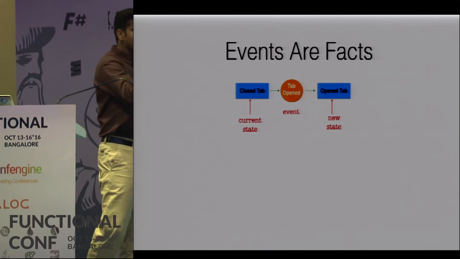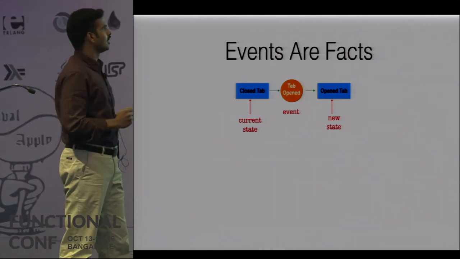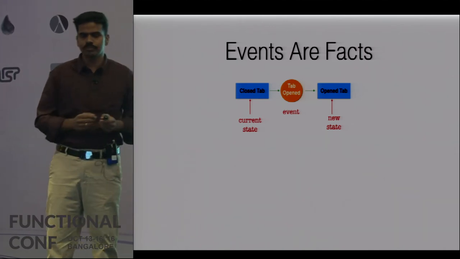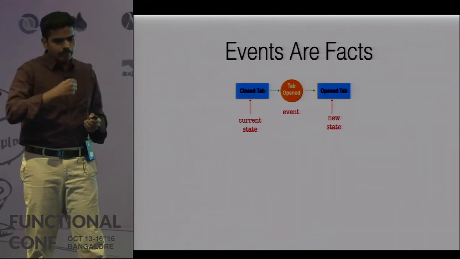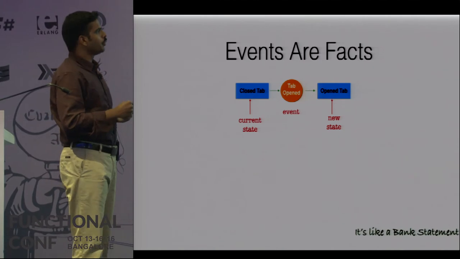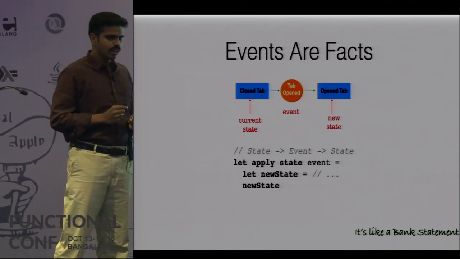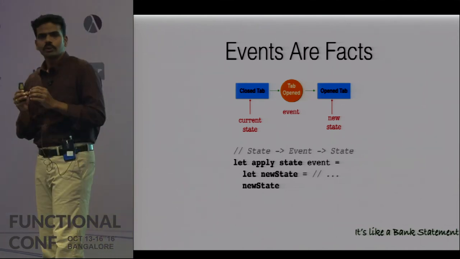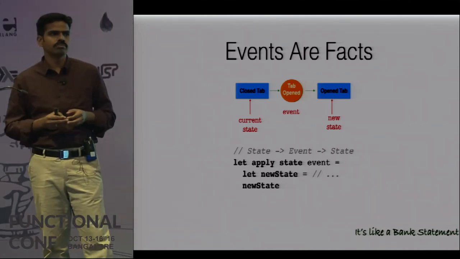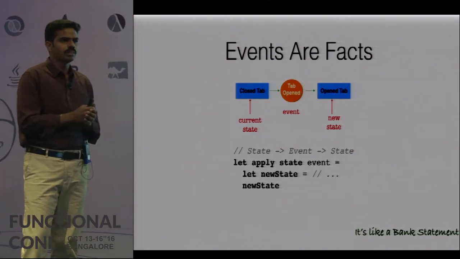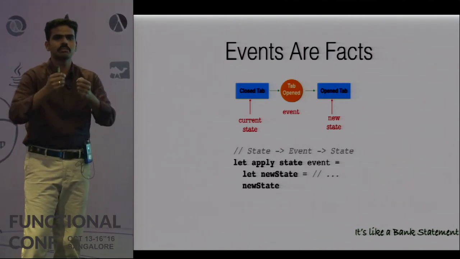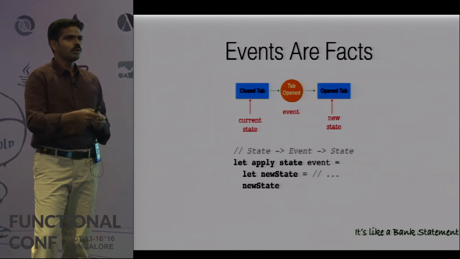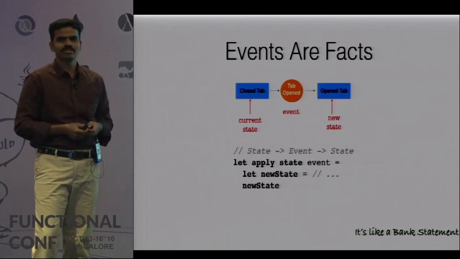Can we derive something out of it? Events, as I said earlier, are nothing but facts that happened on the system. So let's embrace it and introduce a new function called apply. To give an analogy, let's take an example of your bank account. Let's assume that you have, say, $1,000 in your bank account, and you get an event, say, as an SMS: $50 got credited. Then what will be your balance right now?